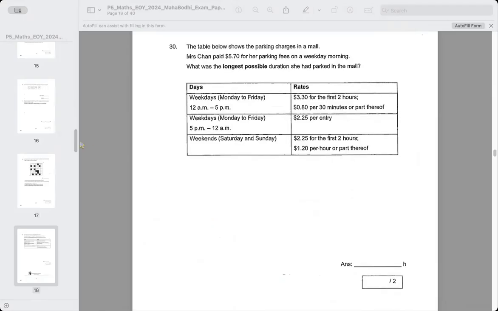Question 30. The table below shows the parking charges in a mall. Mrs. Chan paid $5.70 for her parking fees on a weekday morning. What was the longest possible duration she had parked in the mall? So she parked on a weekday morning, which is this category here. For the first 2 hours is $3.30. She paid $5.70, so she definitely parked more than 2 hours.